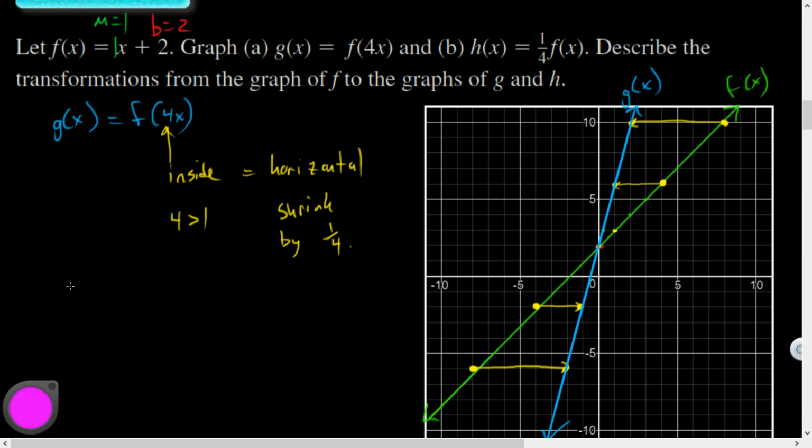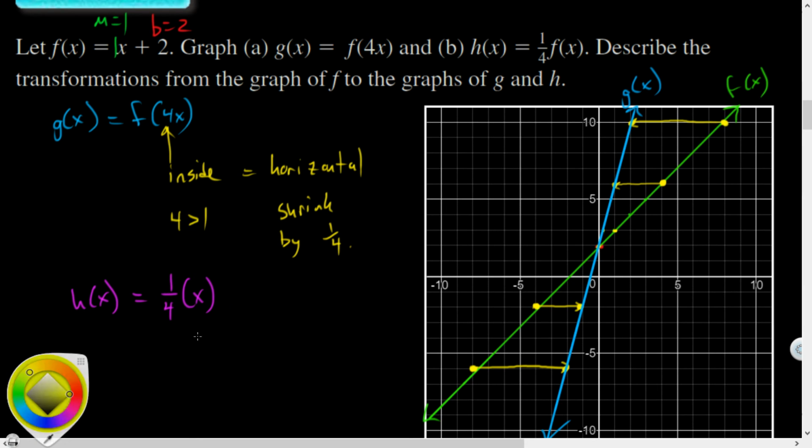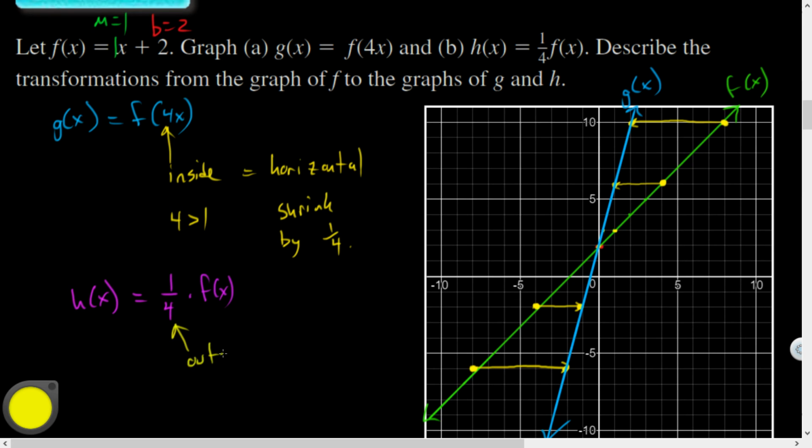All right. H of x is equal to 1 fourth, they did fourths again, of that. So this is going to be vertical. Oh, I wrote that wrong, friends. 1 fourth of f of x. Notice we're actually referring to functions within other functions, which is an interesting idea. So this is on the outside. What does that tell me? It means cash me outside. That's right. So that's going to be a vertical transformation.